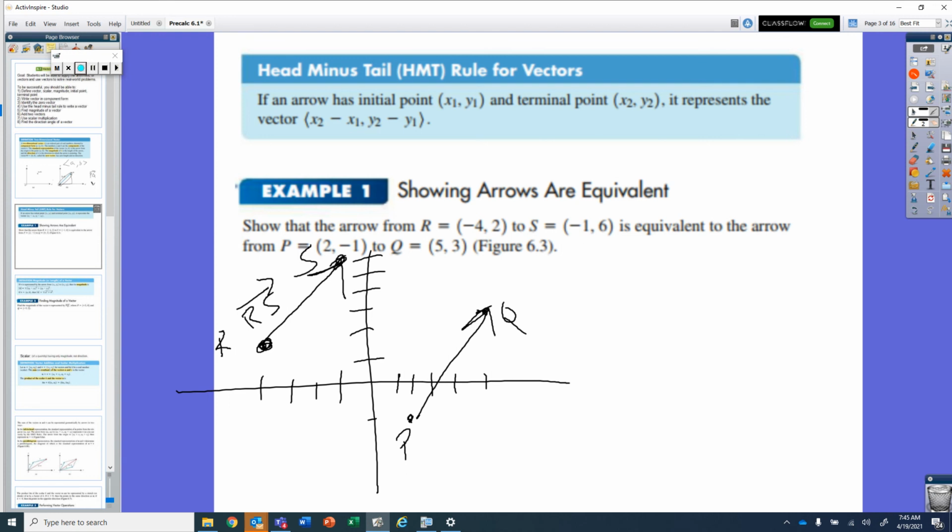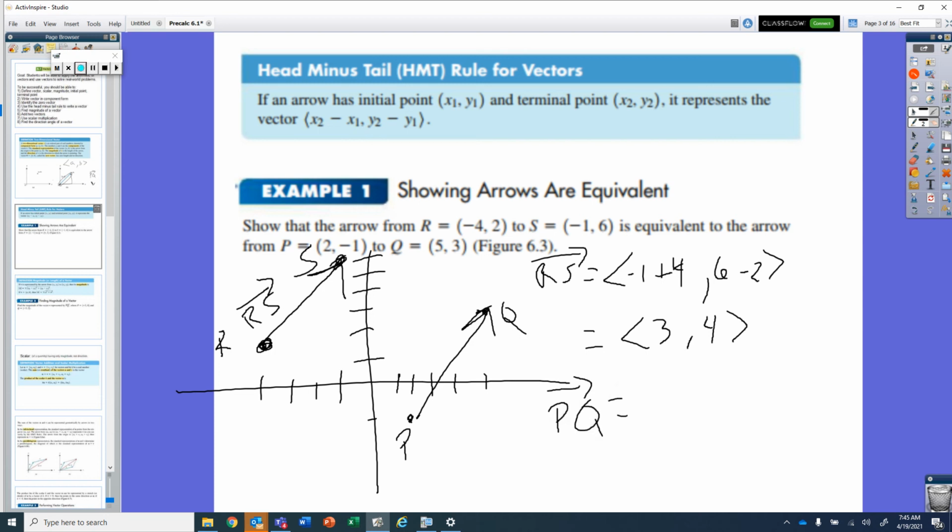So, for example, to find RS, we would simply take negative 1 minus a negative 4, which is a positive 3, comma, 6 minus 2, and we get a positive 4. So I went 3 units to the right and 4 units up. For PQ, same thing. Head minus tail. Take 5 minus 2, and 3 minus a negative 1. And once again, you get 3, comma, 4. 3 units to the right and 4 units up is how I went from the starting point to the ending point of that vector. Now, this is not the size of the vector.